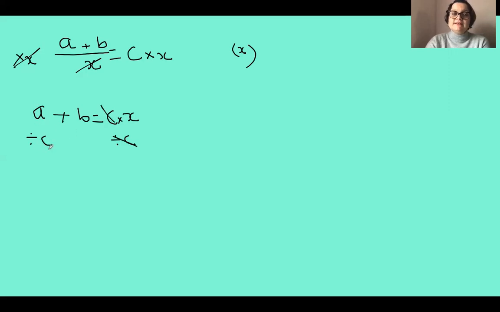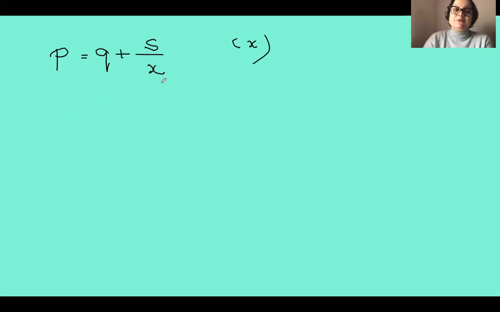Now, the whole side is divided by c, which means if you write it as a fraction, this is what the left-hand side is going to look like, equals x, right? See, I have x on the right-hand side by itself. Now, if you want to switch sides, you can switch sides, so x equals a plus b over c.